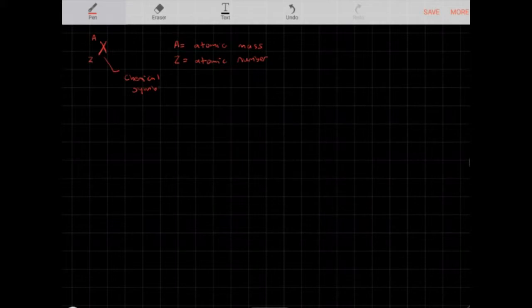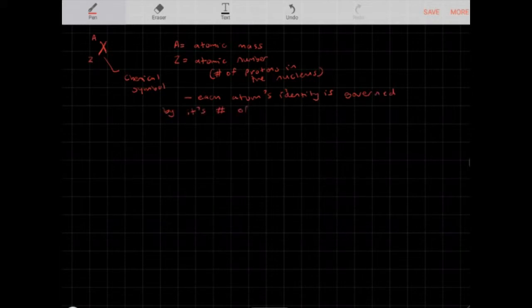You can have different symbols for chemical symbols. The atomic number is the number of protons. Now this is really important in the nucleus, because each atom's identity is governed by its number of protons. So what that means is each number of protons represents an atom's identity.